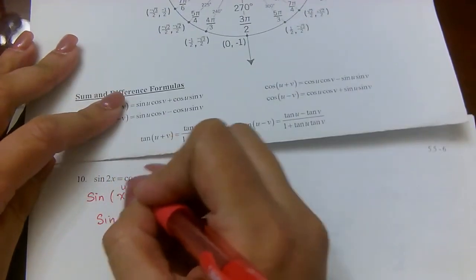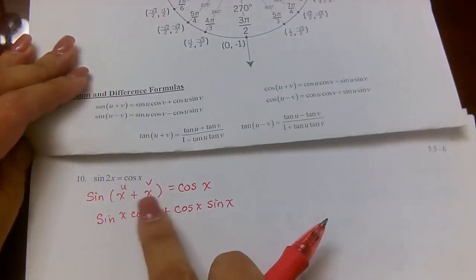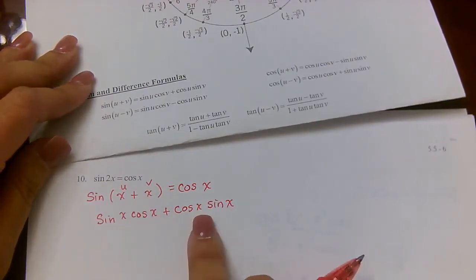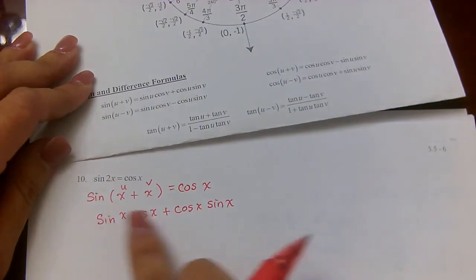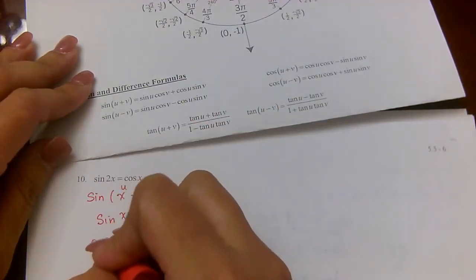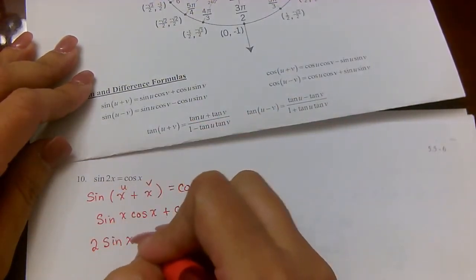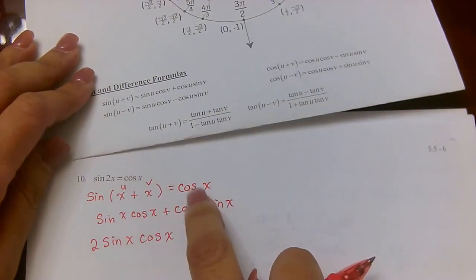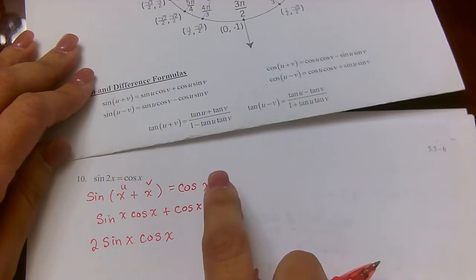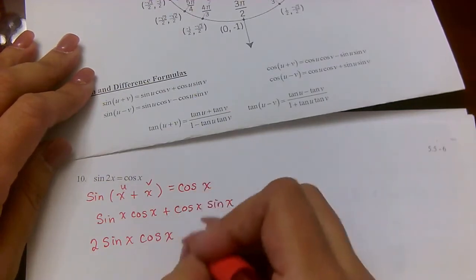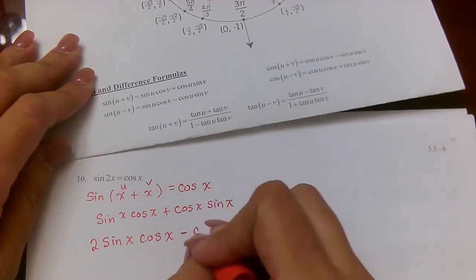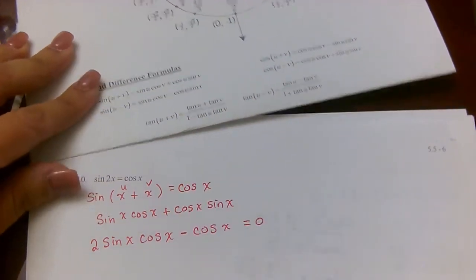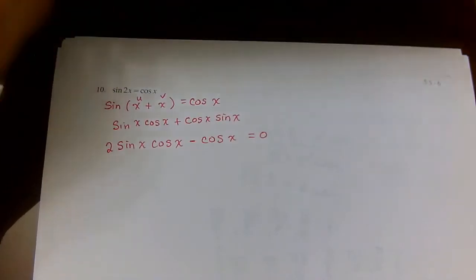This is the same thing as u, this is the same thing as v. Just because they're identical, you can still do this. Notice that now these two are exactly the same terms, and I have 1 plus 1, so I'm going to have 2 sine x cosine x. And then what I'm going to do here is take this cosine and bring it over to the other side. So I'm going to say minus cosine x is equal to 0. Okay, that's what I'm going to do for that part.